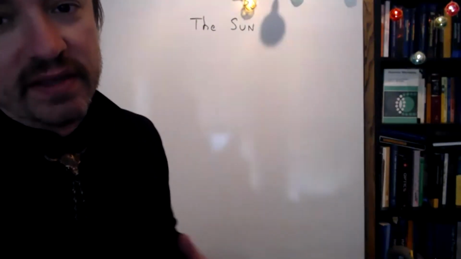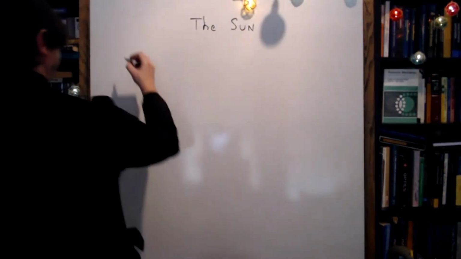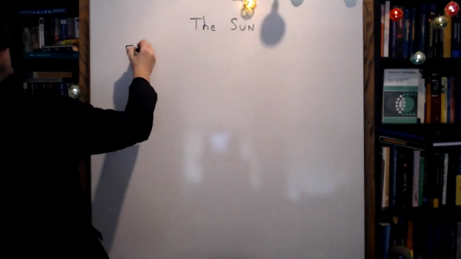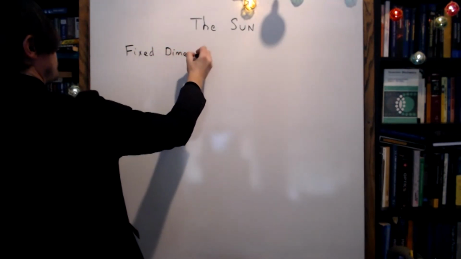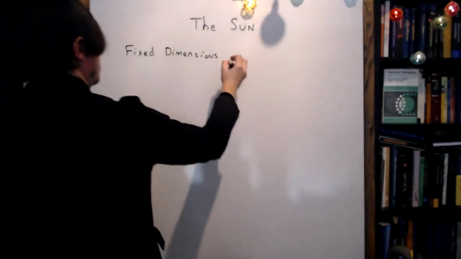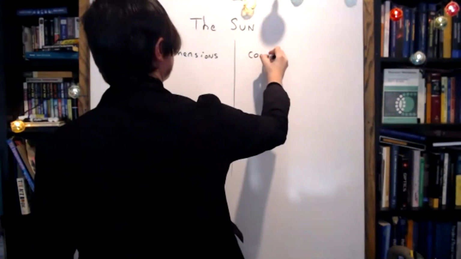At some point, I want us to try to calculate the size of the sun and how big a sunspot is. Usually when we study the sun, there's two things that we start off by learning about. We learn about the sun's fixed dimensions. And we also learn about the sun's composition.